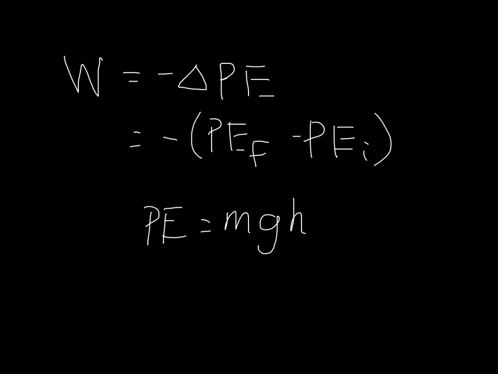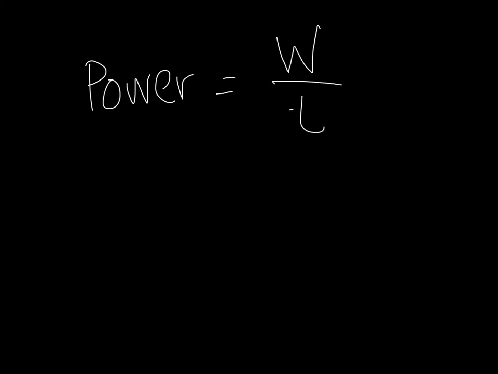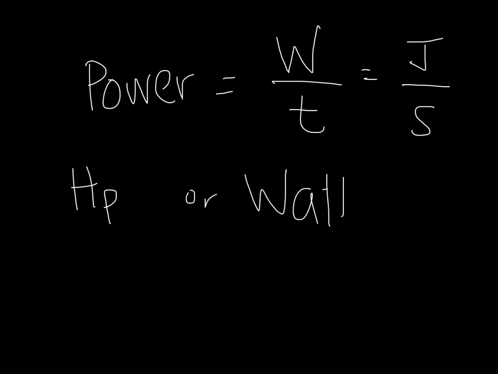Now let's talk about power and how that relates to work. Power is just the rate at which work changes, and that is work over time. So that's joules per second. And a lot of times we write power in things like horsepower or watts. So let's do a couple of example problems.